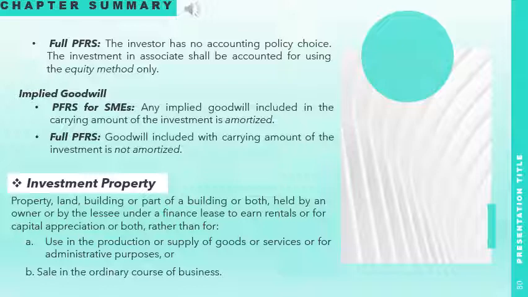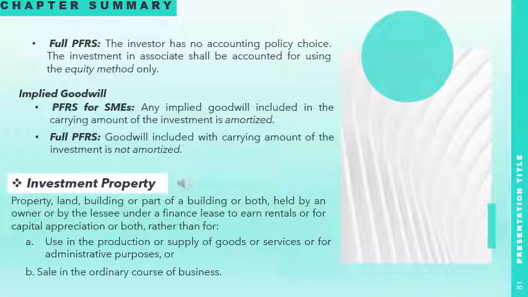And dumako naman tayo sa implied goodwill, which is part pa rin ng investment in associate. Sa implied goodwill, sabi sa PFRS for SMEs, any implied goodwill included in the carrying amount of the investment is amortized. Meanwhile, sa full PFRS naman, ang sabi is, goodwill included with carrying amount of the investment is not amortized. Dumako naman tayo sa investment property.